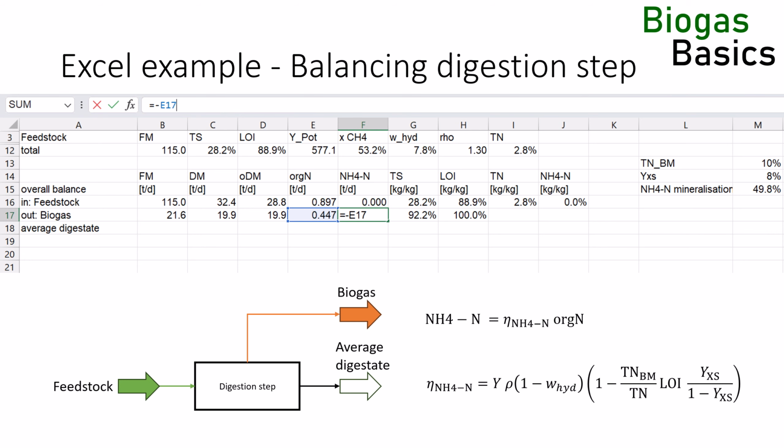The biogas flow does not contain any organic nitrogen or negative total ammonia, but we use the biogas flow as a reaction flow. Then we balance fresh matter, dry matter, organic nitrogen and total ammonia nitrogen by subtracting biogas from feedstock to get the average digestate. In the last step, we calculate the average digestate properties. It contains 0.48% total ammonia nitrogen, which is 4.8 kilograms per ton. However, this does not tell us the total ammonia nitrogen content in the effluent of the primary digester, which is the important number when it comes to nitrogen inhibition.